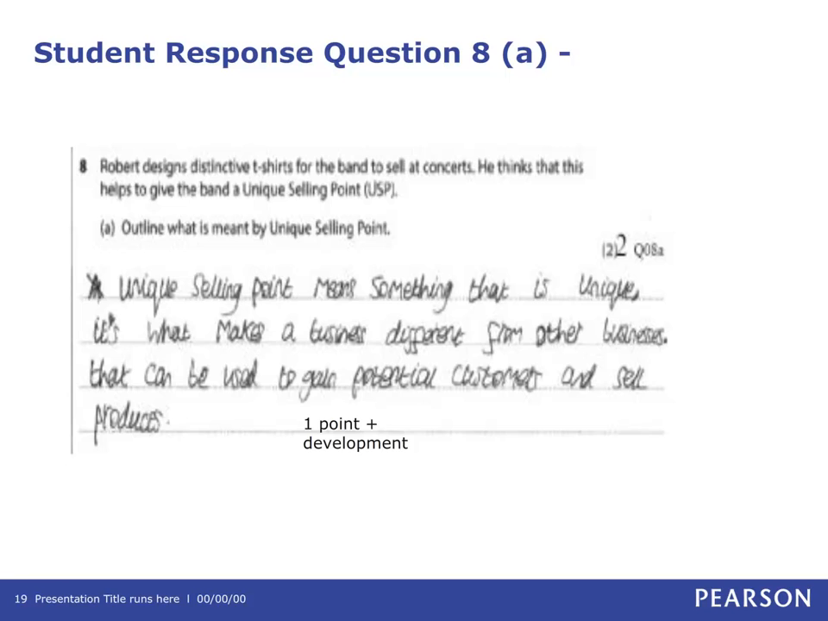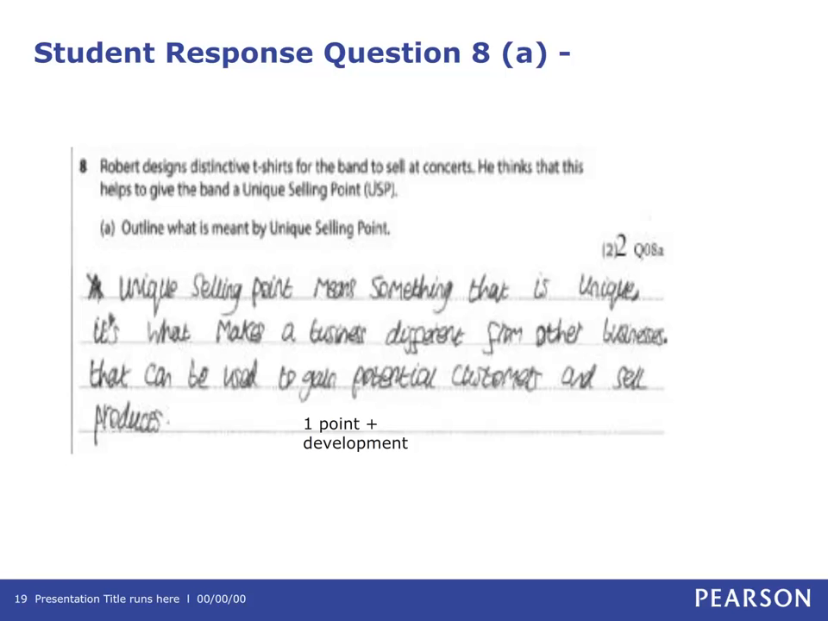Question 8a is worth 2 marks. This question proved a little challenging for some weaker students, who simply restated the question, saying it made the product unique. A number of responses did, however, demonstrate some understanding of the term, and both marks could be achieved either by using the example in the stimulus to show the T-shirts were unique, or by saying how the USP helps the business. Examples of both answers are shown here.